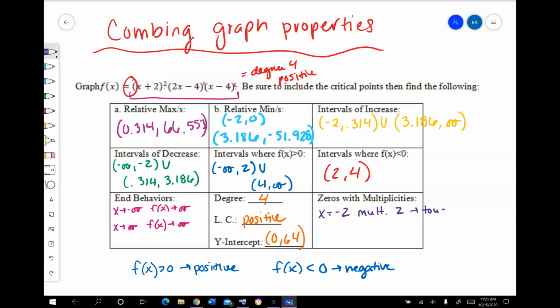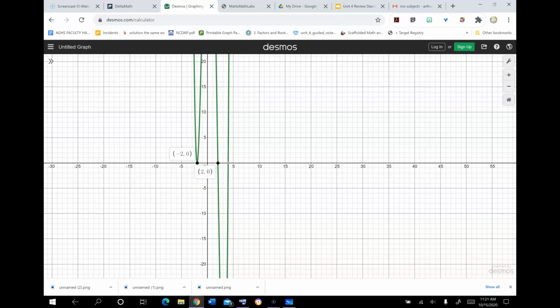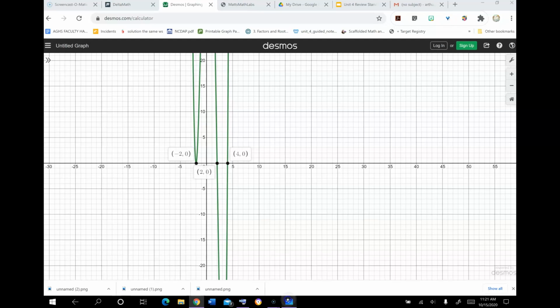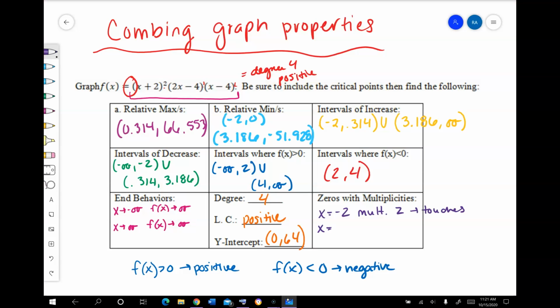Okay, that one touches. All right, your other two are 2 and 4, and they cross, so they have a multiplicity of 1. So x equals 2 and x equals 4 both have a multiplicity of 1 because they cross. Okay? And that's how you fill this chart out.